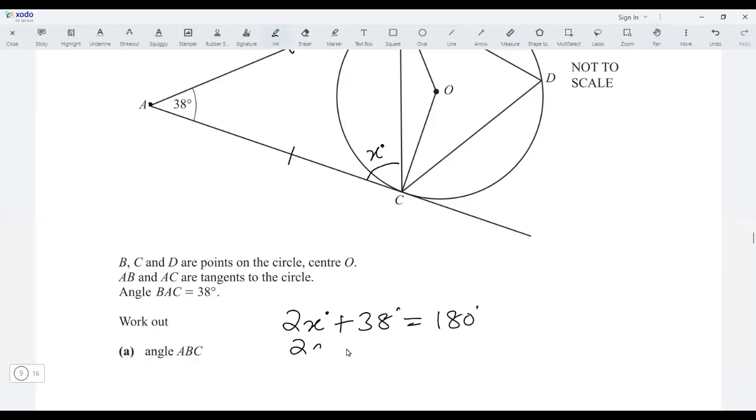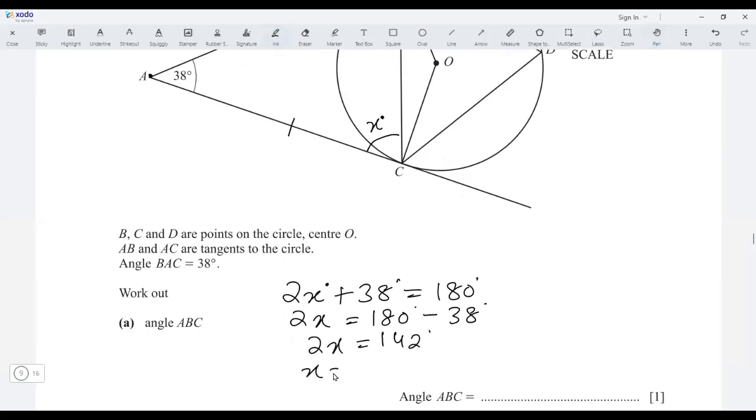Subtract 38 from 180, you will get 142. So 142 divided by 2 will result in 71 degrees. So 71 degrees is the answer for angle ABC through the triangle thing. So what about the next question?